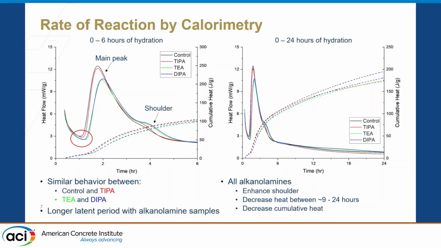A lot of us know that CSAs react super fast and set super fast, and usually to offset this you can add extra sulfates, so more gypsum or anhydrite, but that does increase the risk of deleterious expansion later down the line. This may be a way of getting a longer workable time without that expansion later on. All alkanolamines also enhance this shoulder out here, so more reaction there, but they do decrease the heat on the right side between 9 and 24 hours and decrease the total cumulative heat.